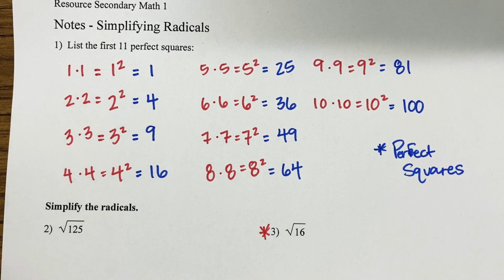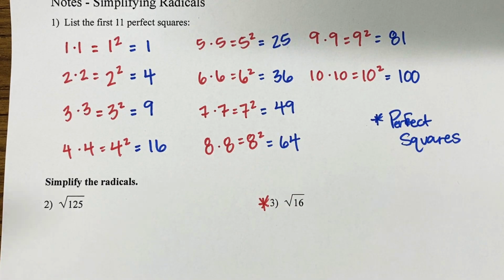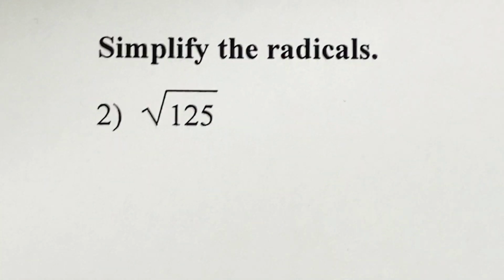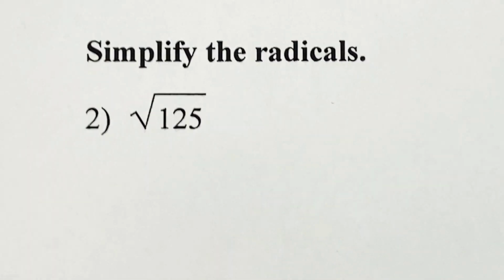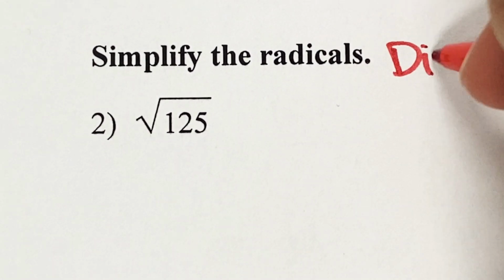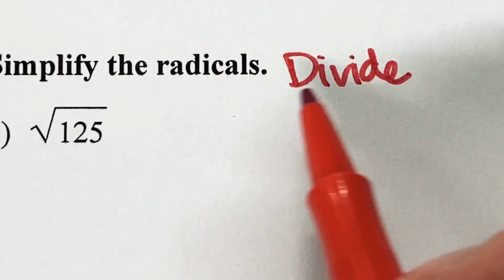Now that we have identified numbers that are perfect squares, let's go ahead and practice simplifying the radical. When we're simplifying the radical, remember, we're always thinking divide. We're using division and multiplication here.